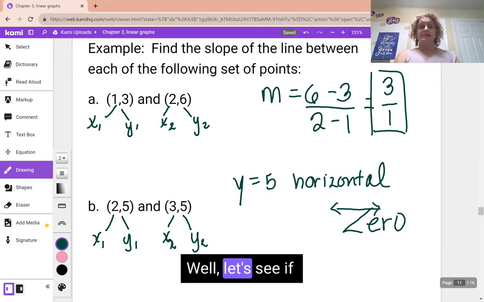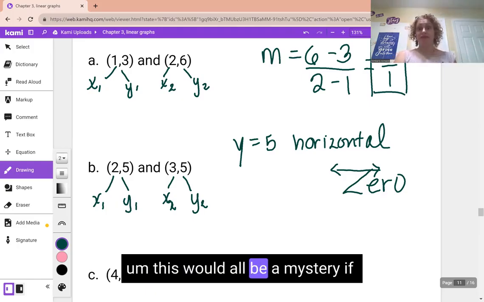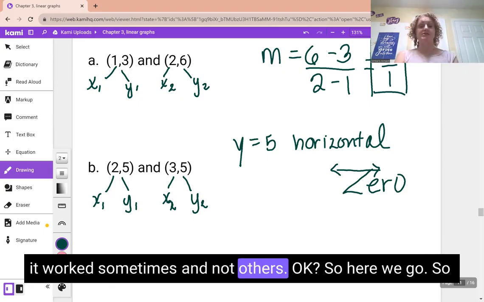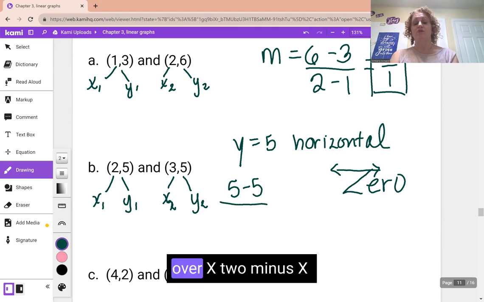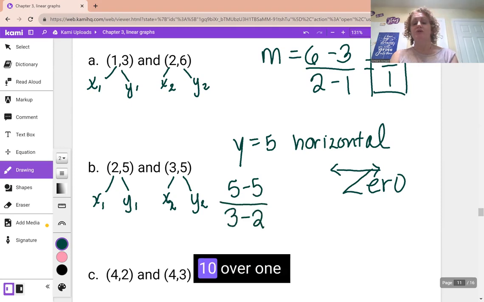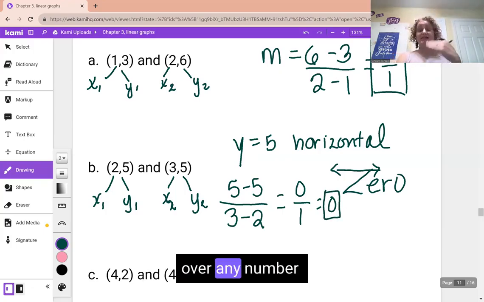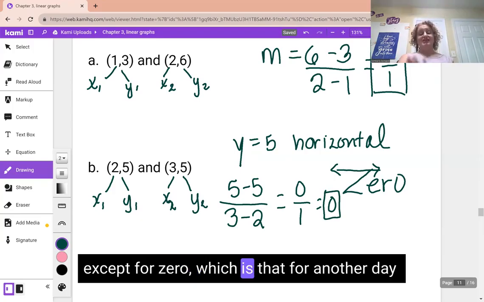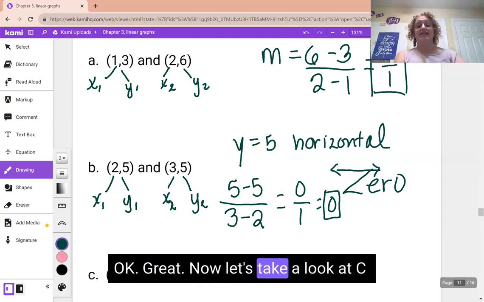Well, let's see if the slope formula confirms that, and it should, because otherwise this would all be a mystery if it worked sometimes and not others. So here we go. y2 minus y1 over x2 minus x1, 0 over 1, which is 0. So 0 over any number, except for 0, which is for another day, is equal to 0. And that's going to be your horizontal line. Great.